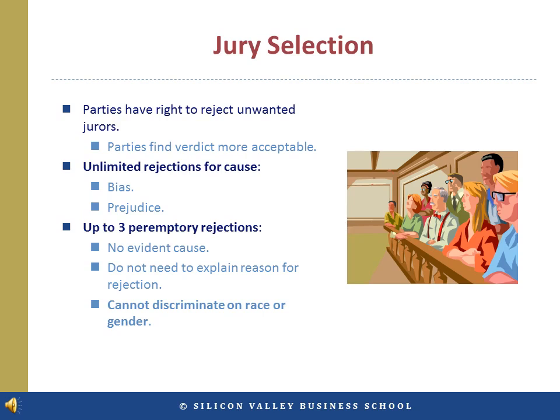They also have the right to reject up to 3 prospective jurors where no evident cause is shown. The party rejecting the juror with such a peremptory strike does not need to explain the reason. However, constitutional law prohibits discrimination on the basis of race or gender.